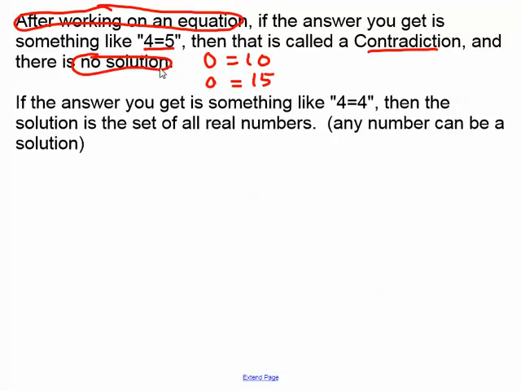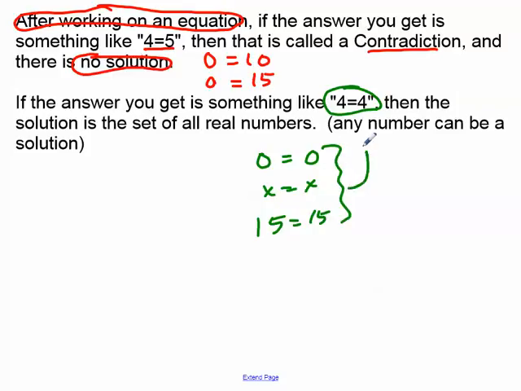There's other situations as well where we start working on an equation, and after working on it we get to something like 4 equals 4. If we get to 4 equals 4, or 0 equals 0, or x equals x, or some number like 15 equals 15, all these mean that our solution is any number. Any number could go in there. When does that happen? Always. We can put any number, so any number is our solution. Really any number in the real numbers is our solution.